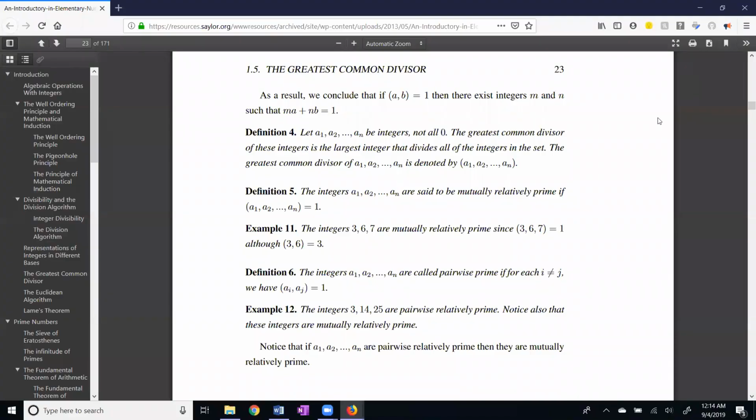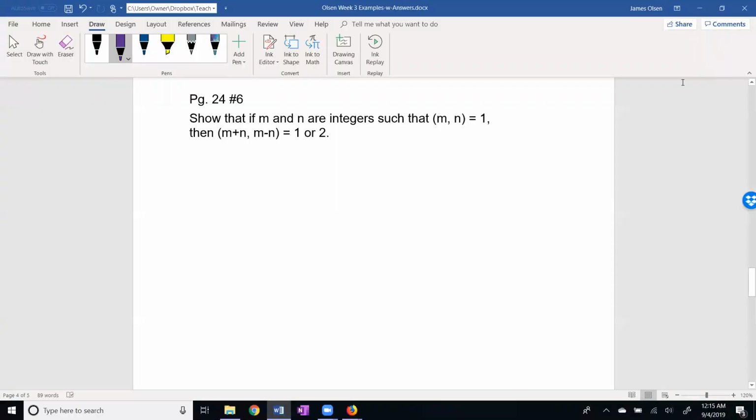By the way, the definitions here on page 23, I think, are good to read. This is where you're finding the greatest common divisor of a long list of numbers rather than just 2. Most of the time in our course, we're going to be doing the greatest common divisor of 2 numbers, but it can be extended to more than 2 numbers. Now I'd like to do number 6 from the book.